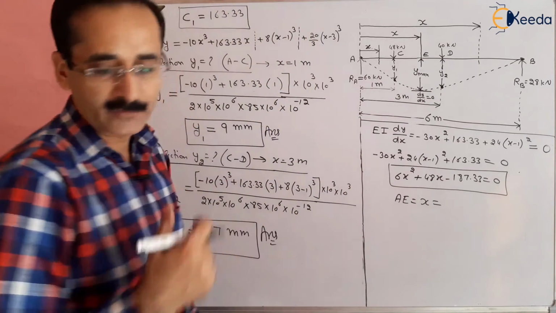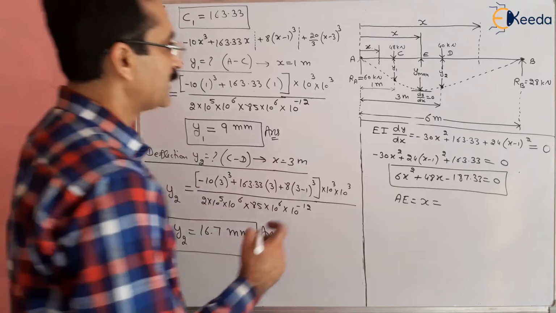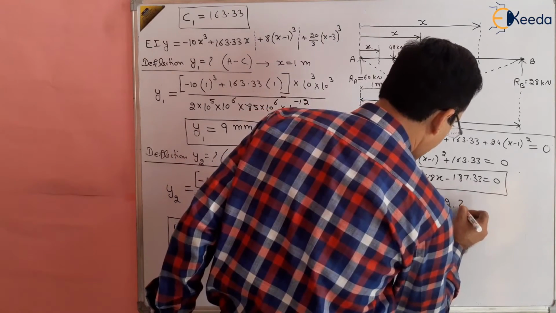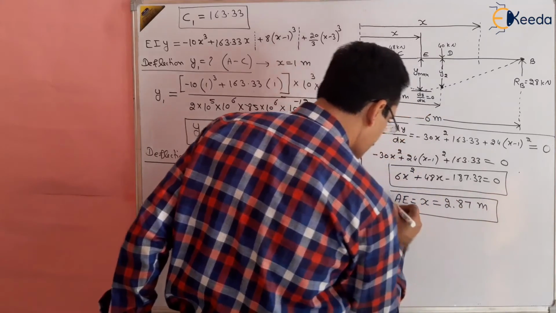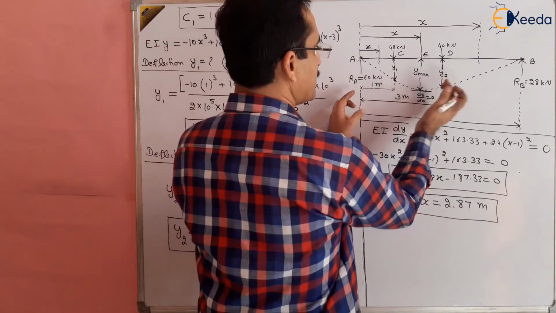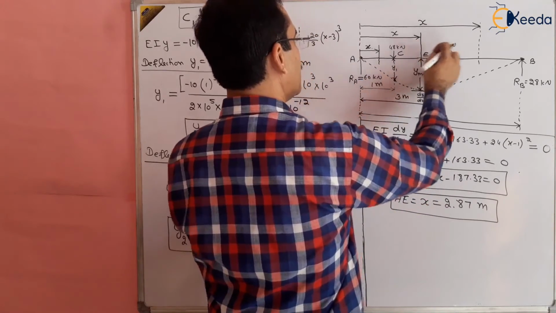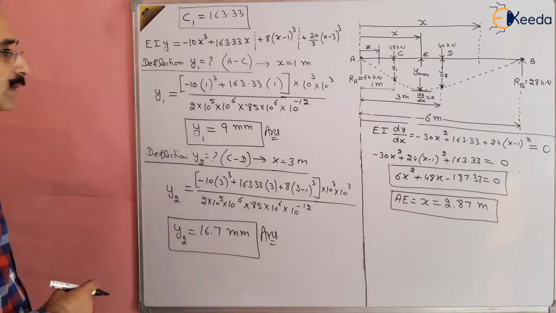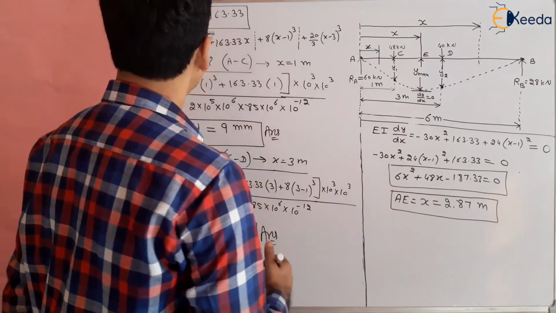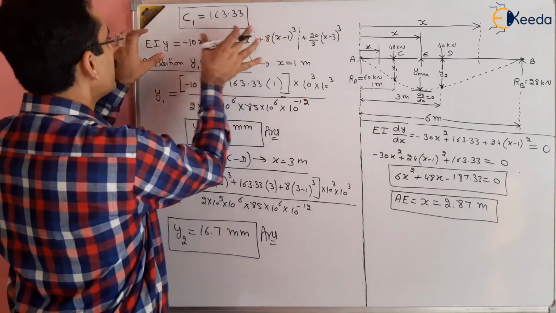So what is the value of x? That will come out to be 2.87 meters. So this is the value of x, right? It is slightly less than 3 between C and D at a certain point E. So this is the point of maximum deflection. But what is the value of maximum deflection? Put this value into this equation to get the maximum deflection.